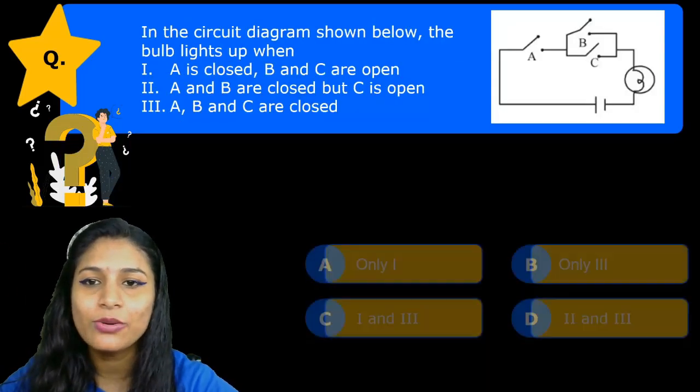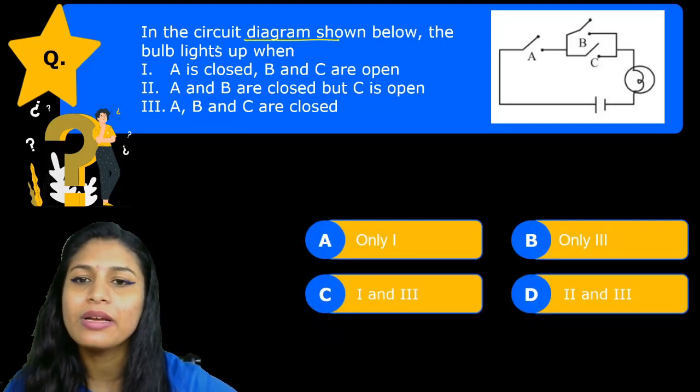Okay, proceeding to the next question. In the circuit diagram below, the bulb lights up.